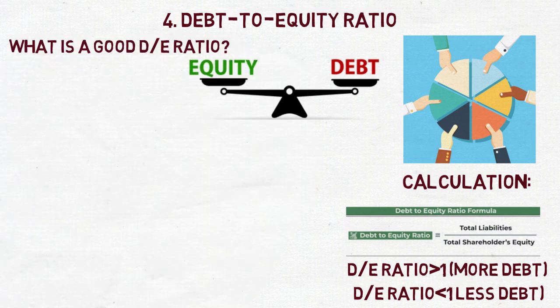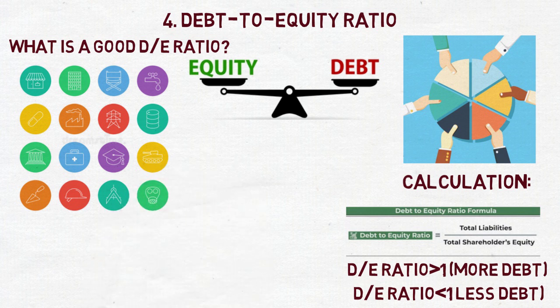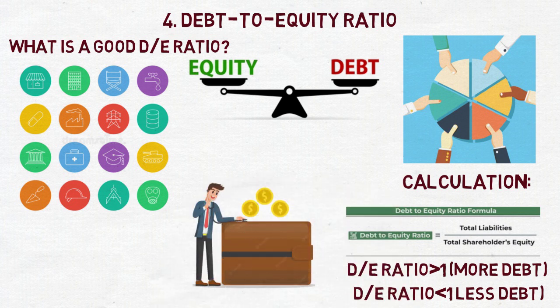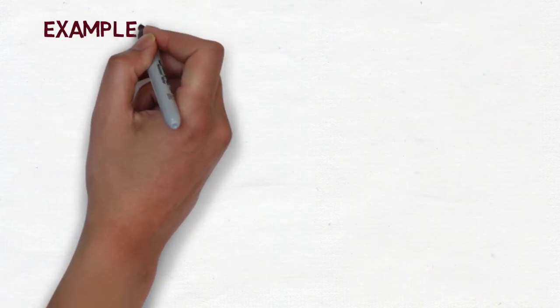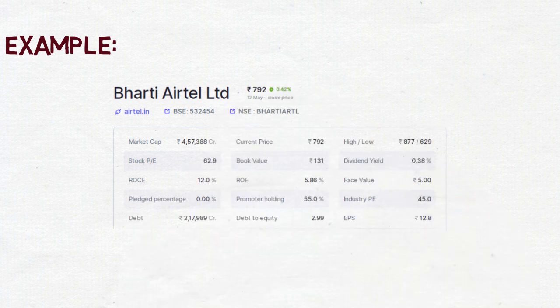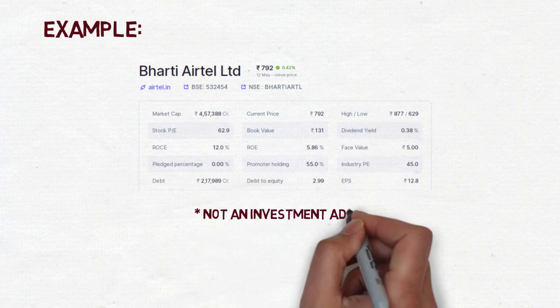Because capital structures, industries and other variables can all influence the interpretation of the debt to equity ratio, a higher value isn't always a bad sign. So this important financial ratio should be used in conjunction with other metrics to gauge a company's financial health. For example, here we can see that the debt to equity ratio of Bharti Airtel is 2.99, which is not a good sign as it is neither a bank nor an NBFC.